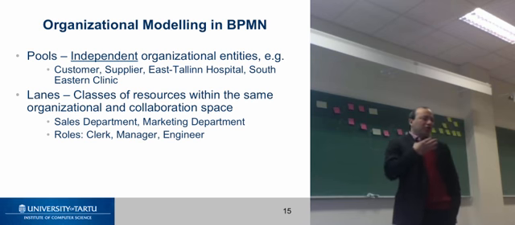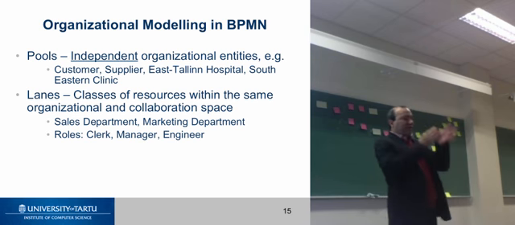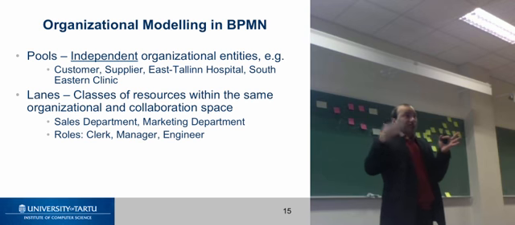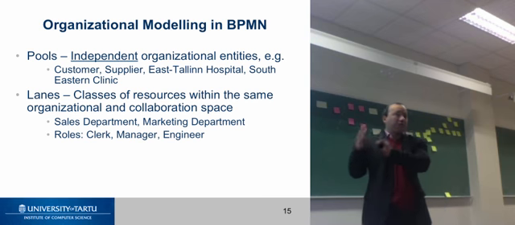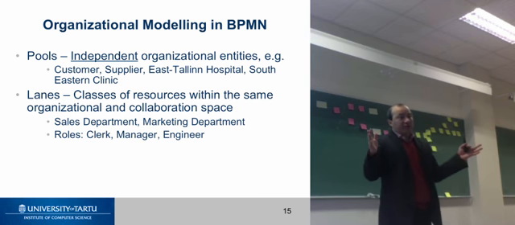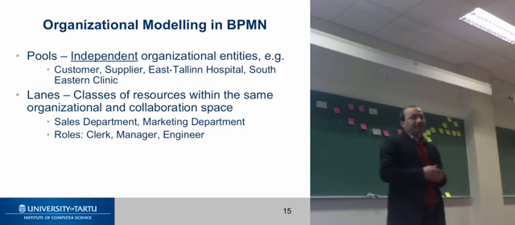So I'm going to use a pool to denote an organizational unit that has well-defined boundaries, such that it only communicates with the other organizational units via messages, right? So for example, in my insurance example, I could have one pool for the insurance company, one pool for the customer. They will only communicate through messages. They don't sleep together. They are separate units.